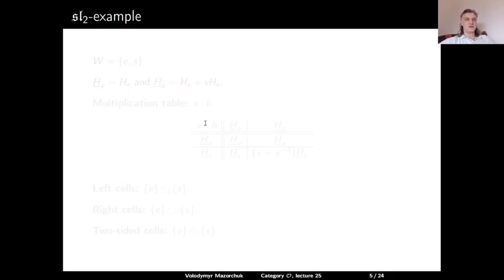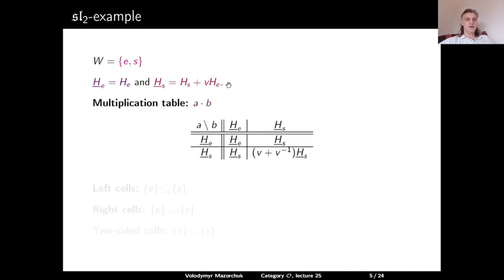Here is an SL2 example. In the case of SL2, the Weyl group consists of the elements E and S. So the Kazhdan-Lusztig element for E is just a standard basis element, HE, and the Kazhdan-Lusztig element for S is HS plus V HE. Here is a multiplication table for the elements in the Kazhdan-Lusztig basis.